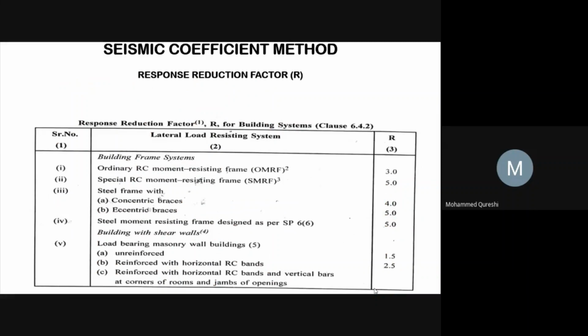Next is your response reduction factor. So what is response reduction factor?